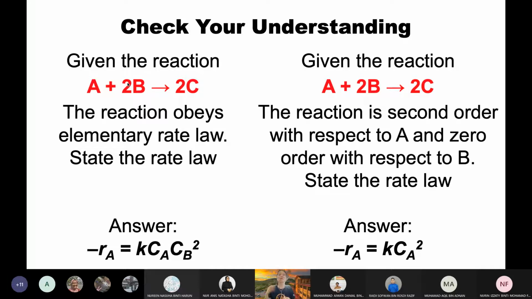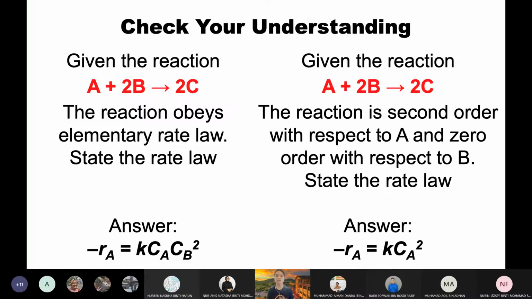Okay, however, for the cases where the reaction is non-elementary rate law, katakan untuk tindak balas tu stated it does not follow elementary rate law. Means dia adalah non-elementary rate law. You can no longer deduce the order by looking at the chemical equation. Maksudnya tertib tindak balas tu, reaction order tu kamu dah tak boleh tengok persamaan kimia dia.